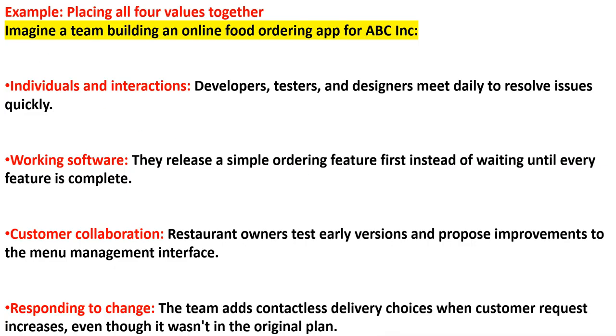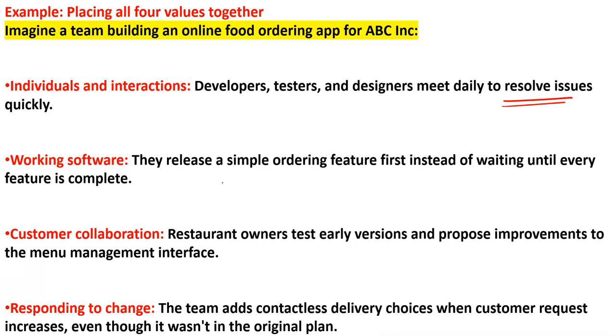Here is a simple example placing all four values together. First is individuals and interactions. What is the example? Imagine a team building an online food ordering app for ABC company. This is your job, right? Individuals and interactions: developers, testers, and designers meet daily to resolve issues. Keyword of individuals and interactions over processes and tools: the keyword is resolve the issue. So if this word is in the exam, you have to select the first, individuals and interactions over processes and tools. I will repeat two or three times. In this way, you will learn more.